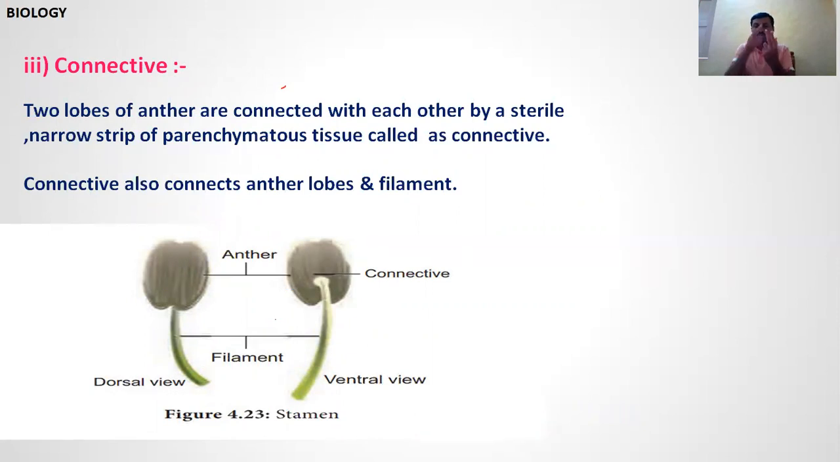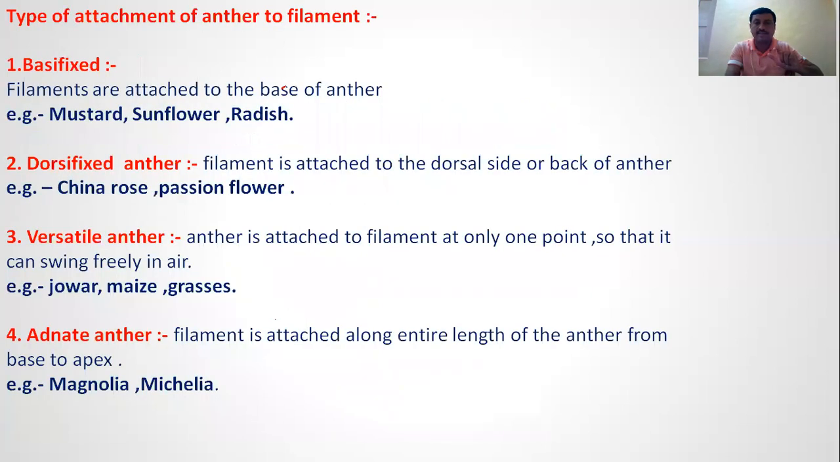In between the two lobes is a small narrow strip made up of parenchyma tissue. It is also called the connective. Connective means the part that connects the anther and filament. Okay, these are the three parts of the anther.